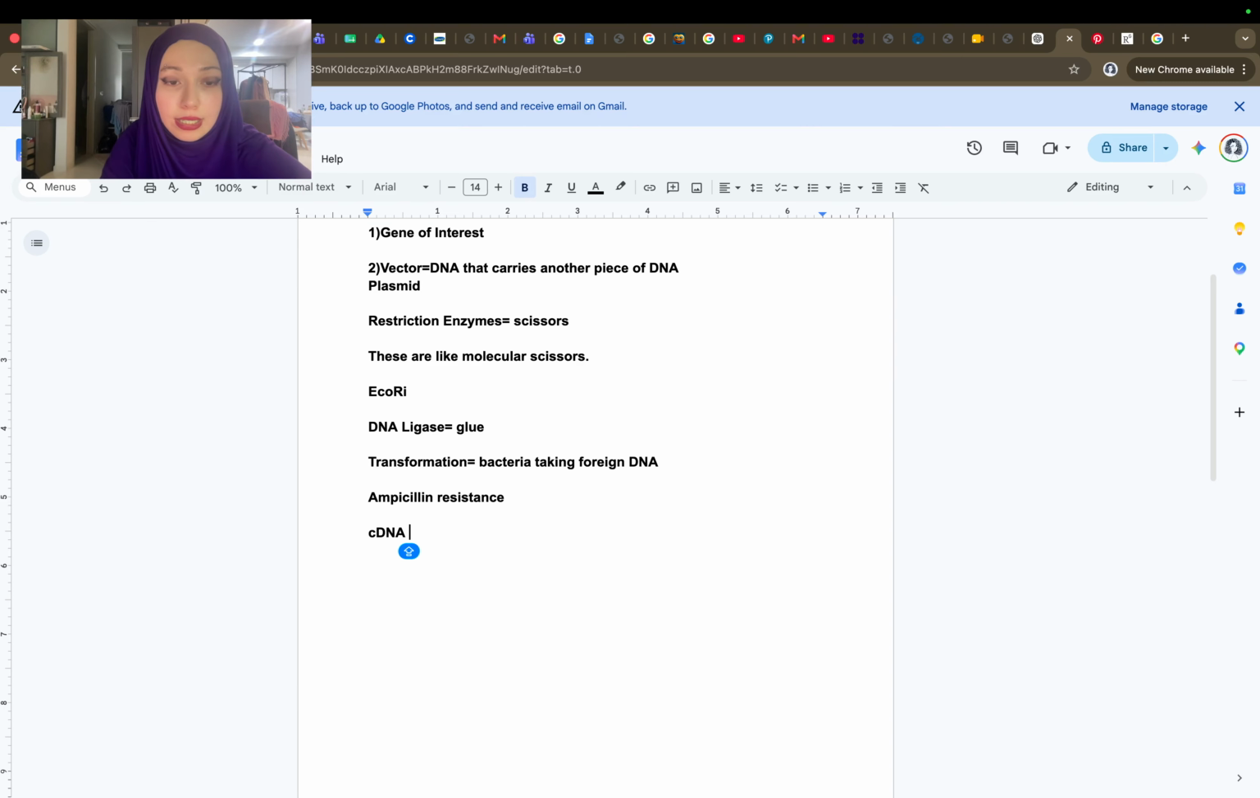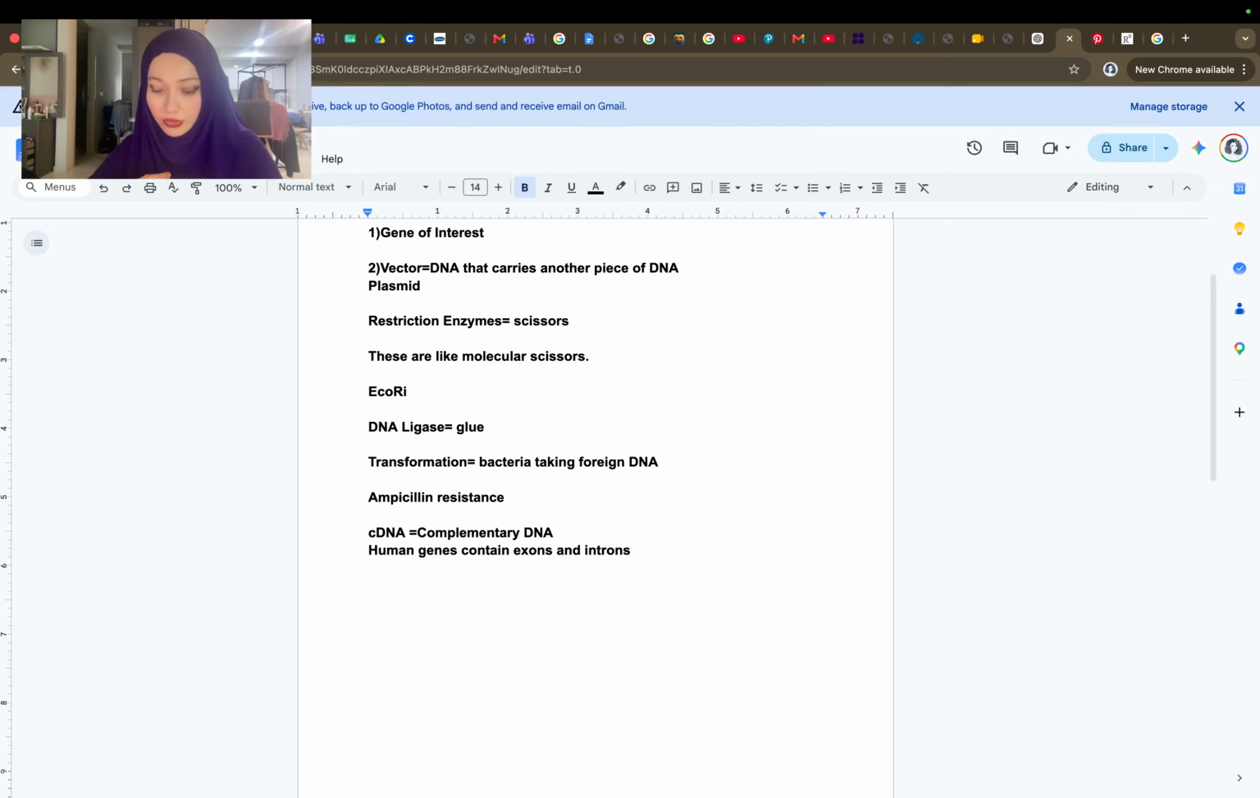We can also call it complementary DNA. I want to talk more about it. The problem is that human genes contain exons and introns, right? Exons have useful information, but introns are actually removed before protein production. Humans know how to remove introns, but bacteria don't.